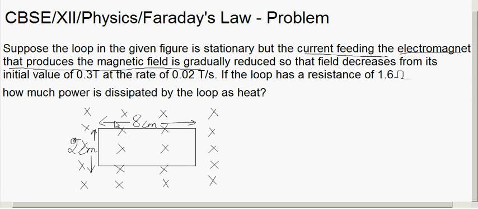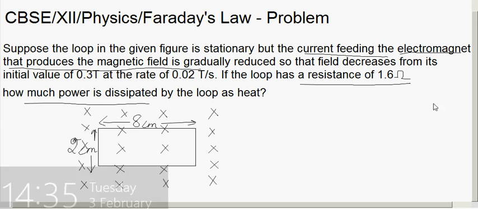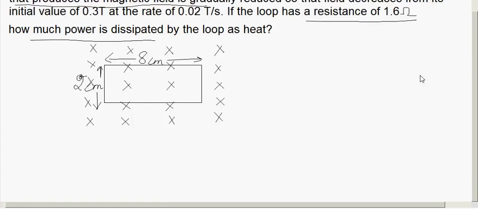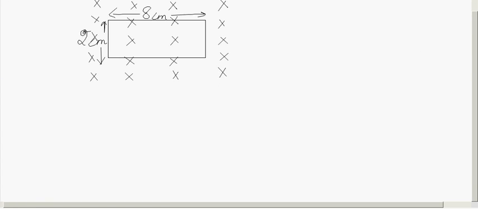So when there is a change in the flux linking the coil, an EMF gets induced. Due to that EMF, there will be current flowing because it is a closed loop, and the resistance of the loop is given. So you can easily calculate the power dissipated. First we will use Faraday's law to find the induced EMF. List out the given quantities.